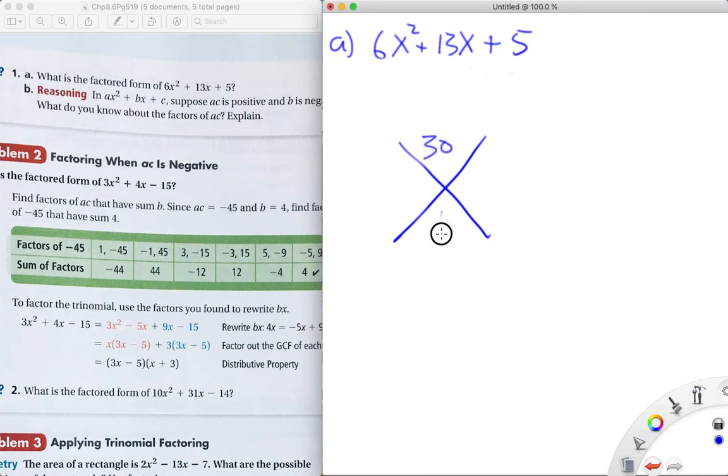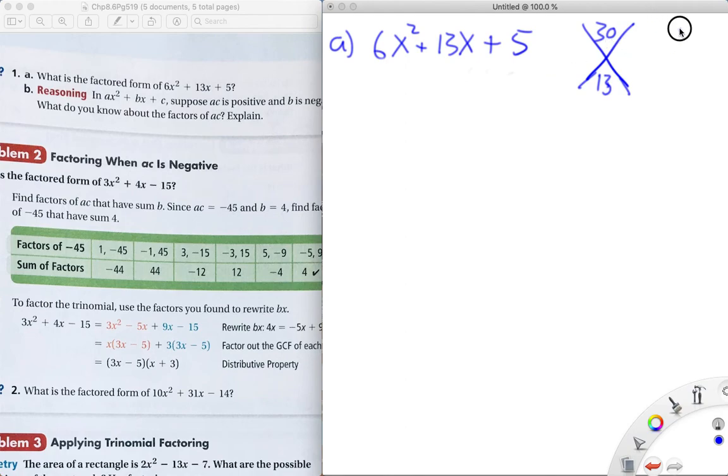And our b is 13. So I got to find a factor that when I multiply the factors gives me 30, but when I add them up gives me 13.